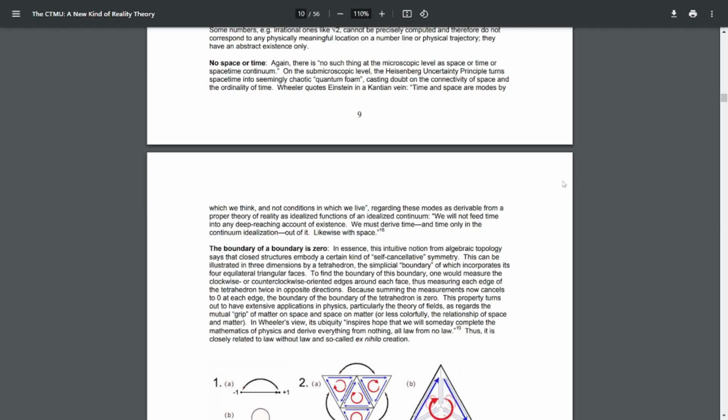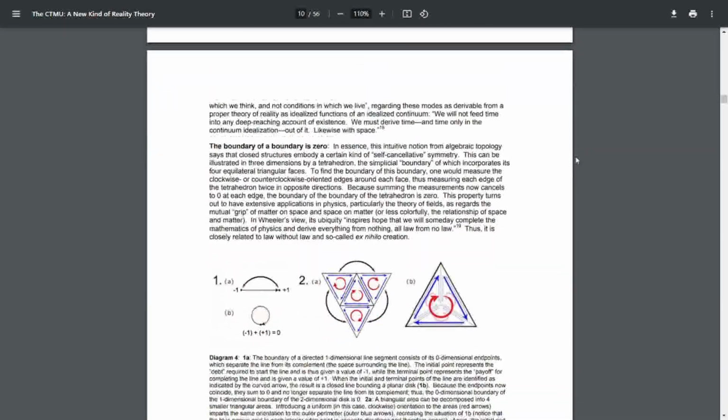Yeah, that is very Kantian. Those are like primary categories for him. Regarding these modes as derivable from a proper theory of reality as idealized functions of an idealized continuum, we will not feed time into any deep-reaching account of existence. We must derive time, and time only, in the continuum idealization out of it. Likewise with space.